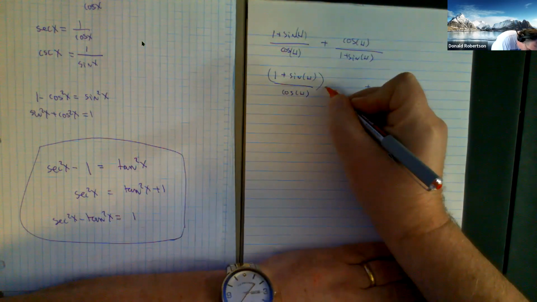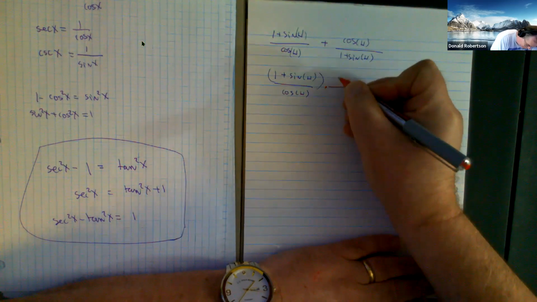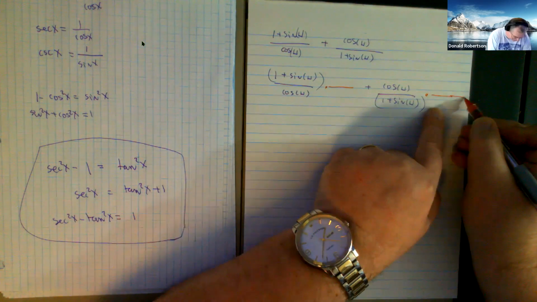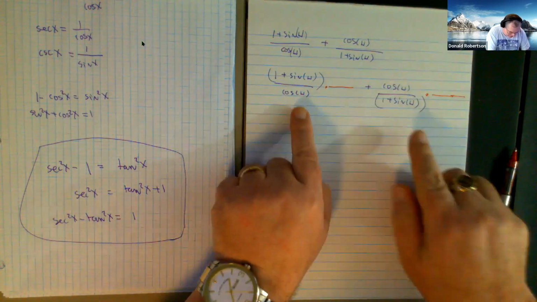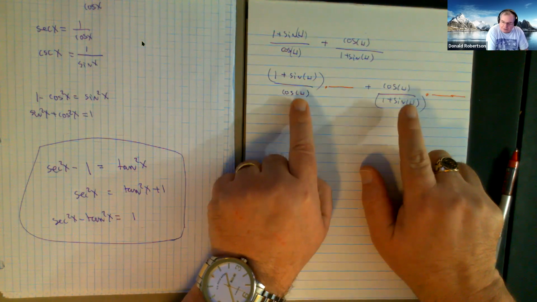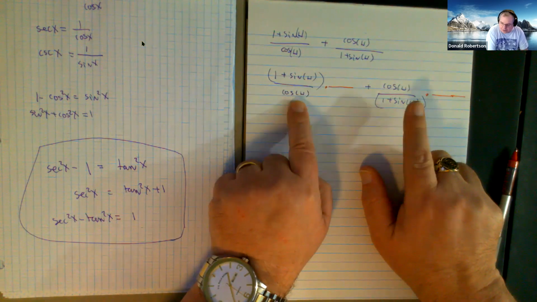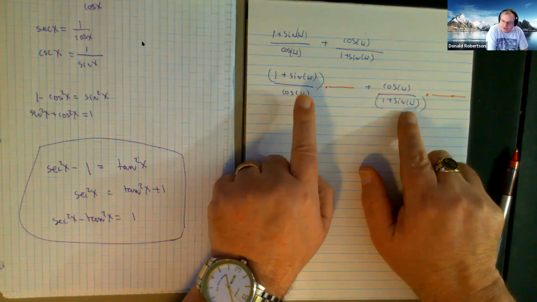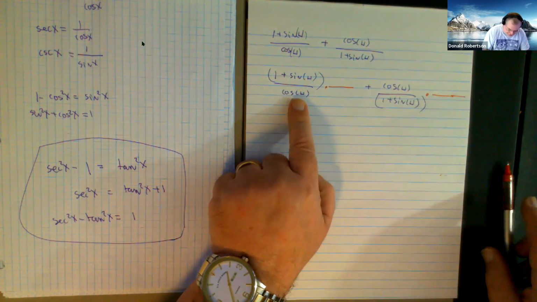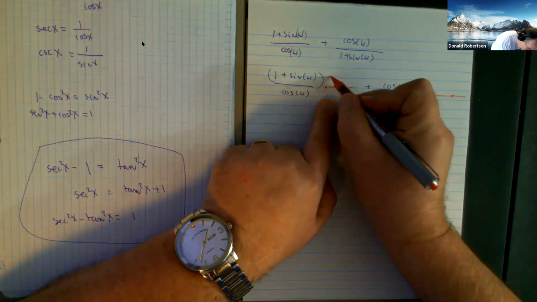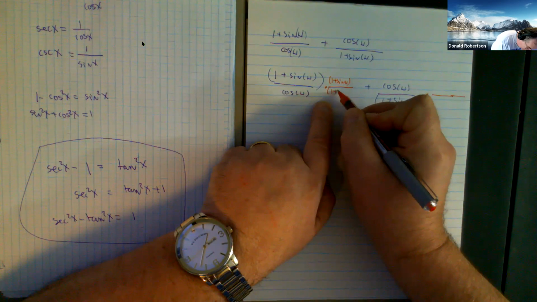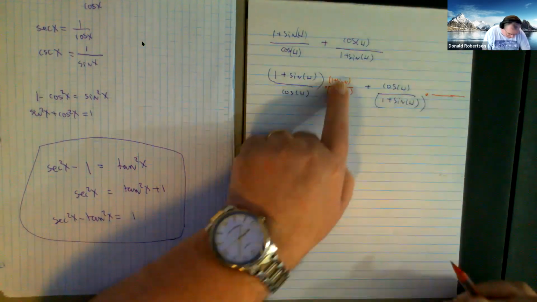I am going to multiply this fraction by a special version of 1 and this one by a different special version of 1. I want to add two fractions that do not share the same common denominator, right? It's like halves and thirds. So I have to turn them both into like sixths. So I'm going to take this guy and multiply it by 1 plus sine u over 1 plus sine u. You agree that's one.